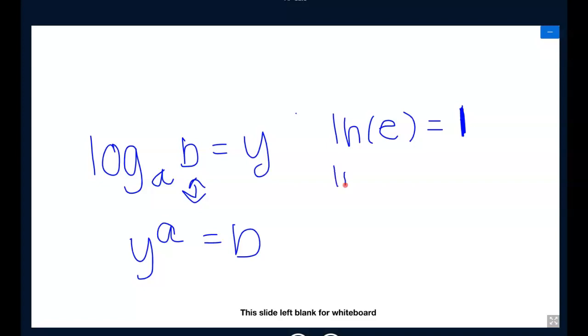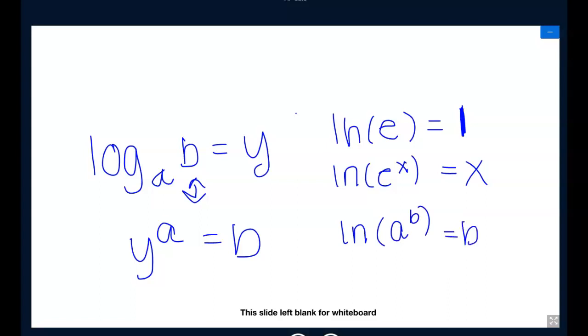If you have the natural log of e to the x, it would be equal to x. And if you have any natural log of, like, let's say a to the b, that power can come out in front, so it becomes b times the natural log of a. So a natural log to a power brings the power out in front.